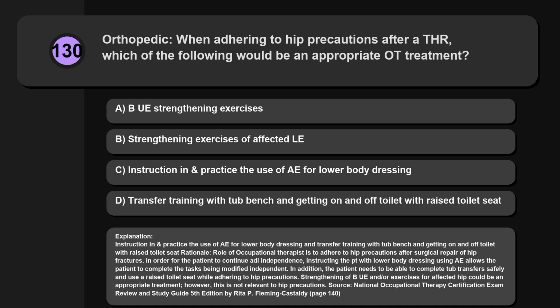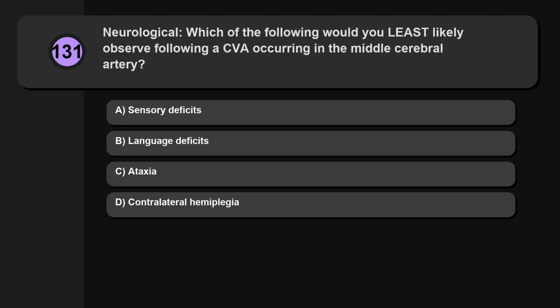In addition, the patient needs to be able to complete tub transfers safely and use a raised toilet seat while adhering to hip precautions. Strengthening of BUE and/or exercises for the affected hip could be an appropriate treatment, however, this is not relevant to hip precautions. Source: National Occupational Therapy Certification Exam Review and Study Guide, 5th edition, by Rita P. Fleming Cassidy, page 140.